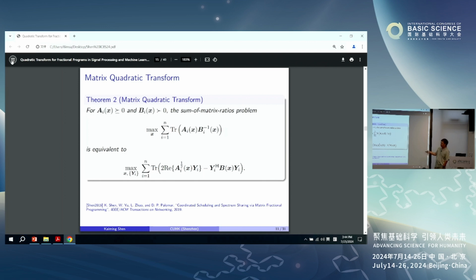When y is fixed, the problem is convex in x. And when x has been fixed, each y_i can be updated in closed form. Okay? So this matrix version of the quadratic transform is of particular interest because many tasks in machine learning and signal processing take a matrix ratio form. Okay, so this is quite crucial. I will discuss that in more detail in the future slides.